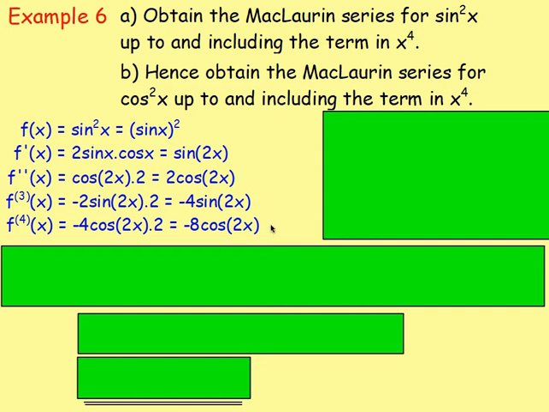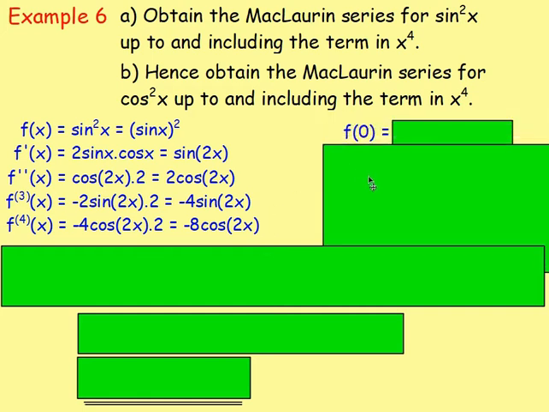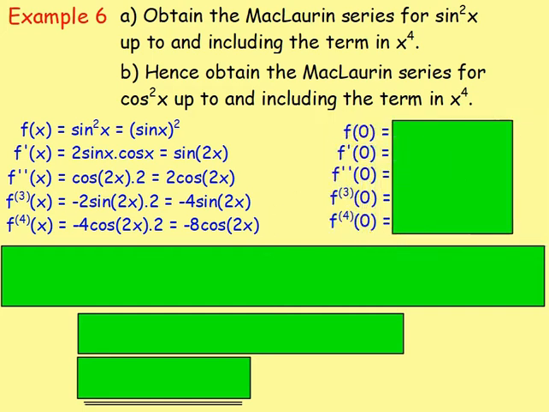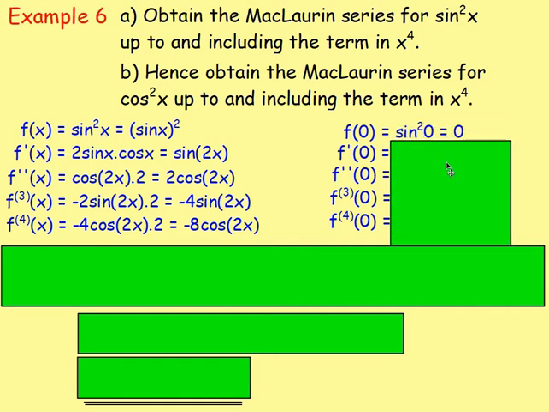Once you have done that, you know you have to evaluate it for f of 0 and f dash 0, f double dash 0, and so on. Replace the x with 0. So doing that, if you work out sine squared 0, that works out to be 0. Perfect. Because remember, that is sine of 0 squared. Sine of 0 is 0. Square it, you still get 0.